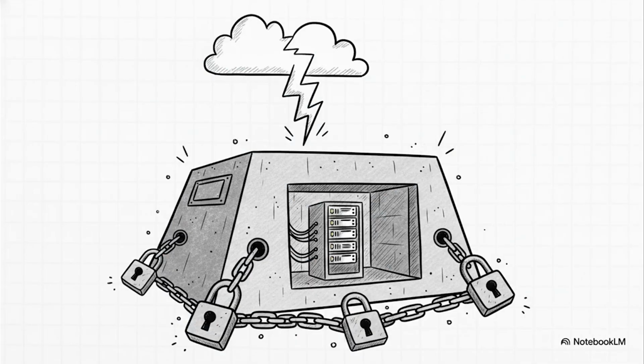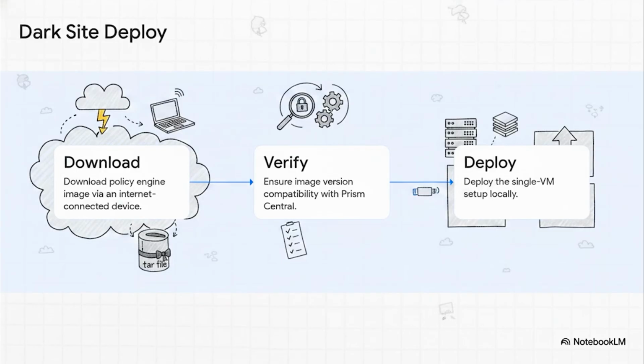How on earth do you implement this enforcer if your infrastructure is sitting in a highly secure, offline dark site with 0 internet access? This is a classic exam question. The test makers want to know if you understand that dark site enablement is actually a manual process.